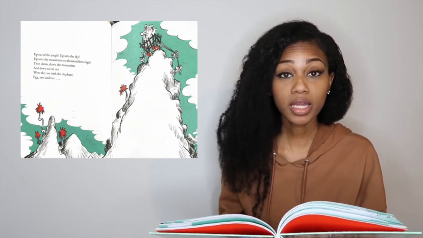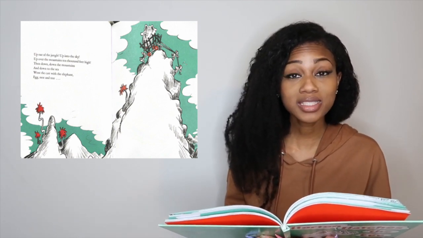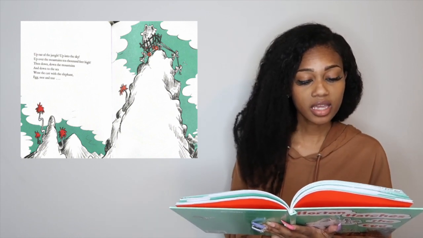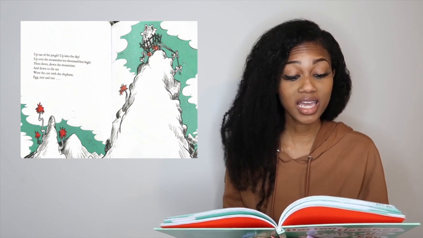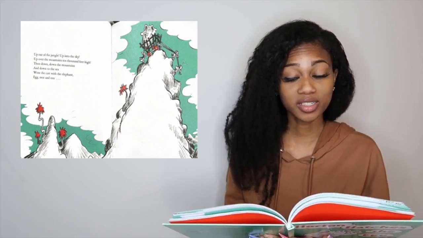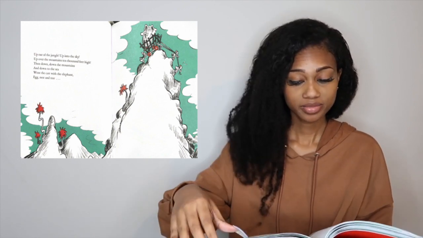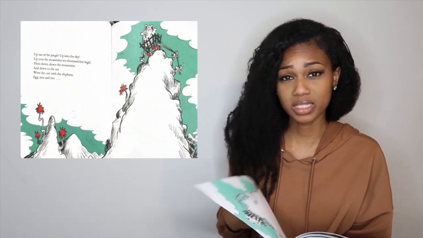Up out of the jungle, up into the sky, up over the mountains 10,000 feet high, then down the mountains and down to the sea, went the carts with the elephant, egg, nest, and tree. I really hope that Horton's problems get solved. This isn't fair to him.